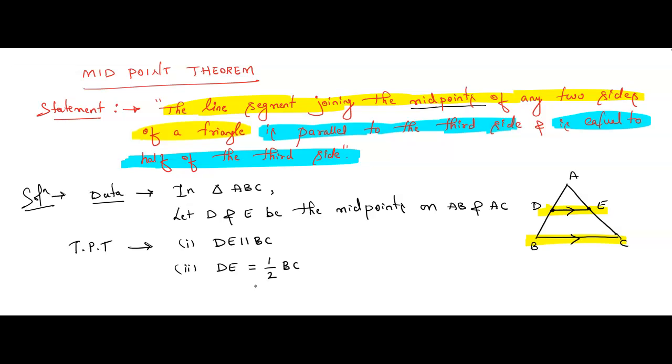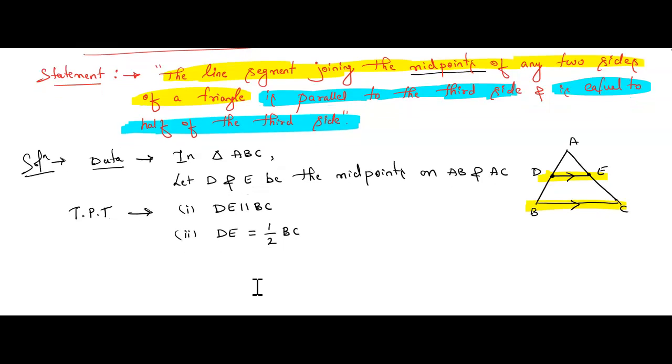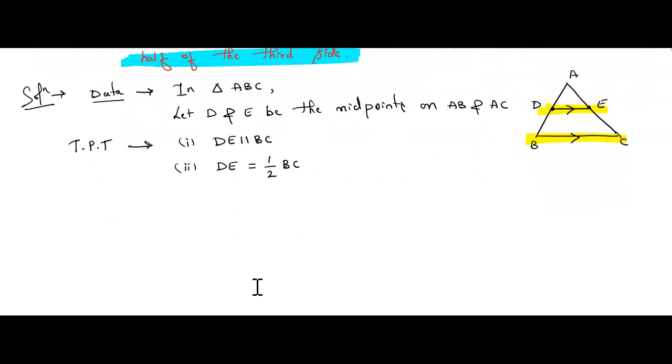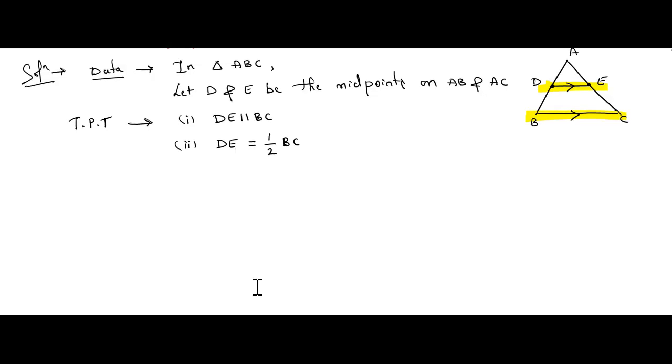Understood, children? Very good. Now, see, children, now we are going to do one small construction. Now we are going to solve this problem. Okay, we are doing one small construction. What is that construction? Let me see. Here the construction is very simple.